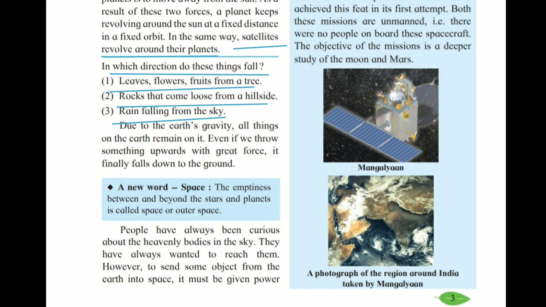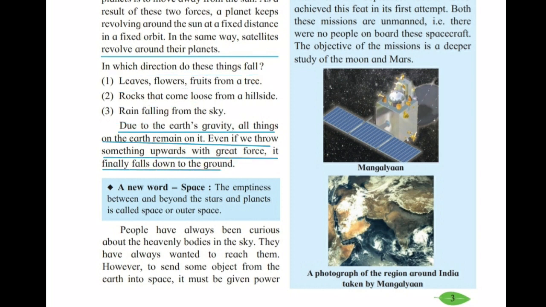In which direction do these things fall? 1. Leaves, flowers, fruits from a tree. 2. Rocks that come loose from a hillside. 3. Rain falling from the sky. Due to the earth's gravity, all things on the earth remain on it. Even if we throw something upward with great force, it finally falls down to the ground.